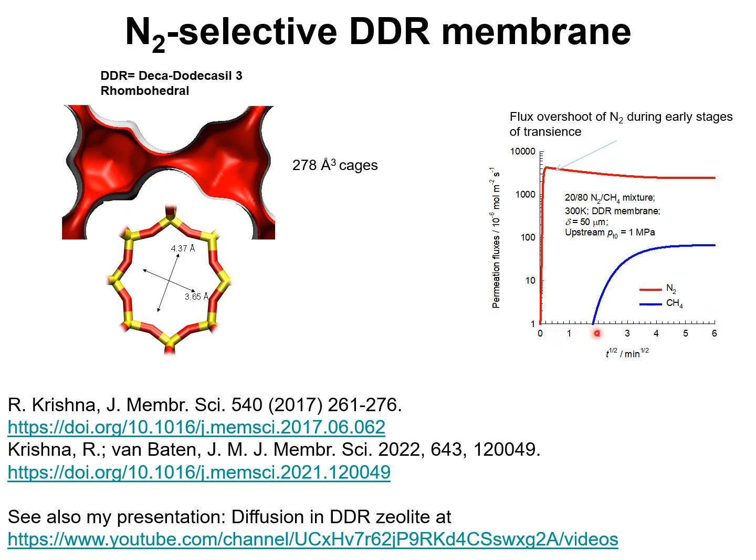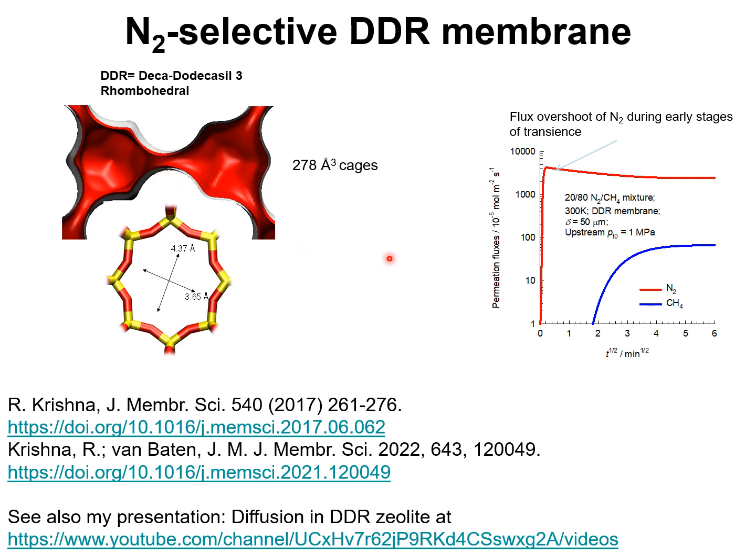So during the initial transients, only nitrogen permeates through the membrane. The calculations are based on the models that are described in the literature. See my papers that are referred to here. Now this DDR membrane could be a potential candidate for use in nitrogen removal from natural gas.